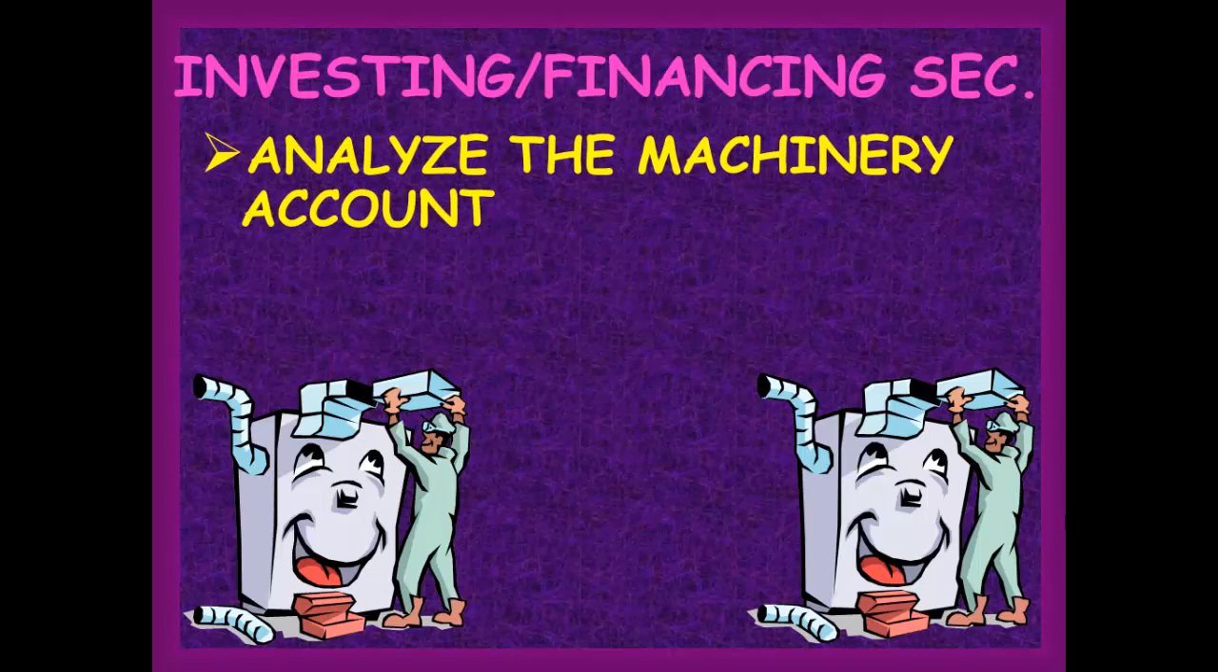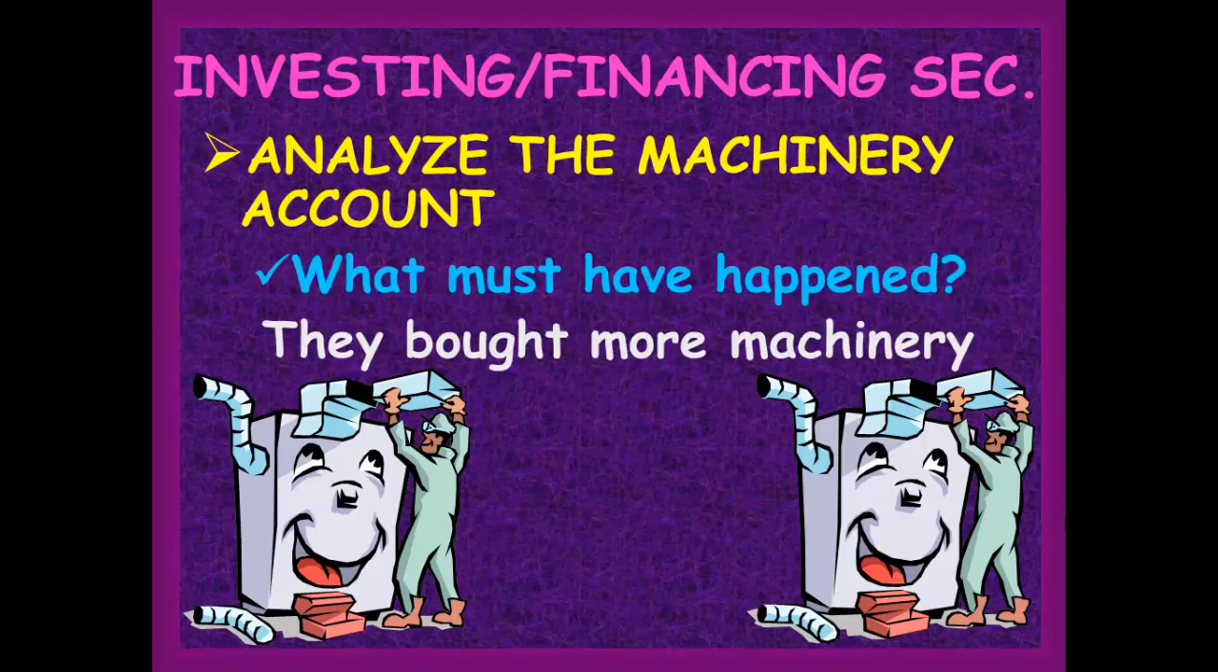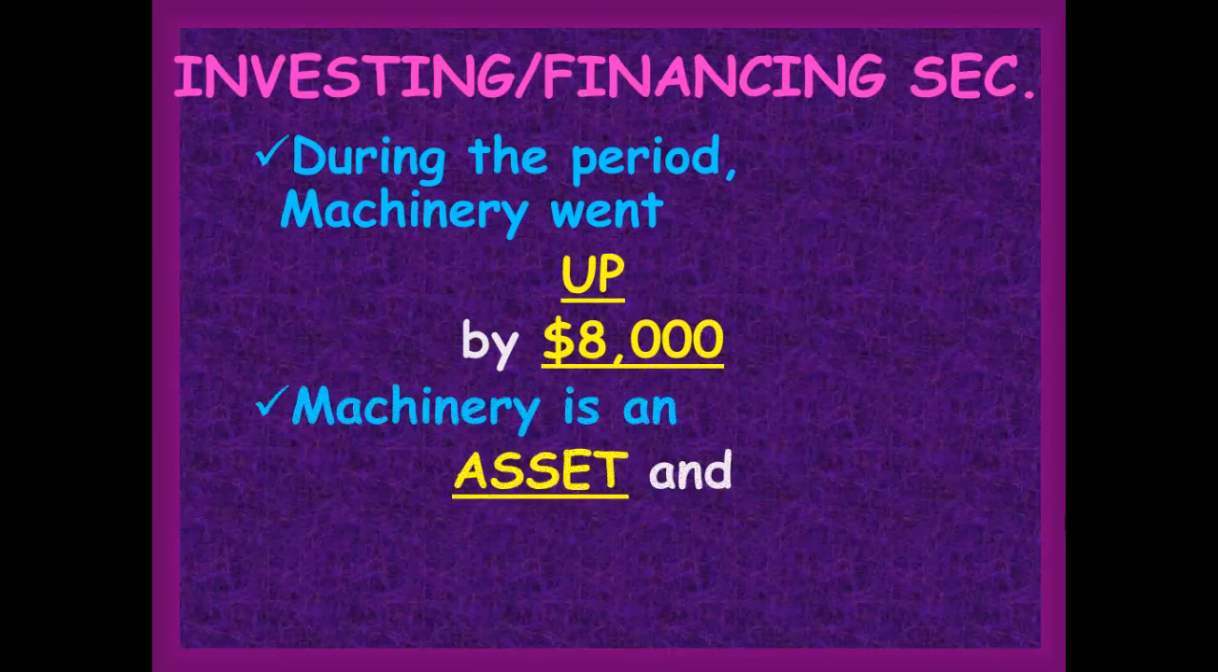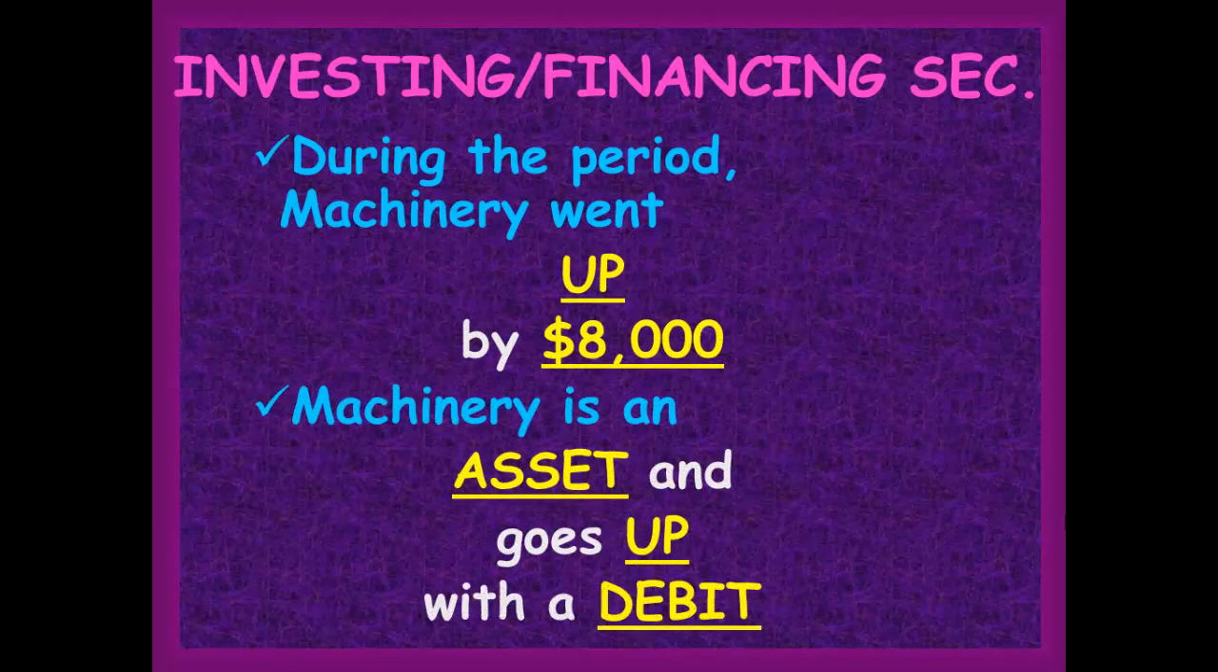The machinery account. During the period, what happened to the machinery account? Did it go up or go down? It went up. For machinery to go up, what must have happened? We bought more machinery. You probably don't need a journal entry for this. I'm going to do one. Just humor me. You don't have to do it. It's just a tool to help you. During the period, machinery went up $8,000. Machinery is an asset. Assets go up with a debit.